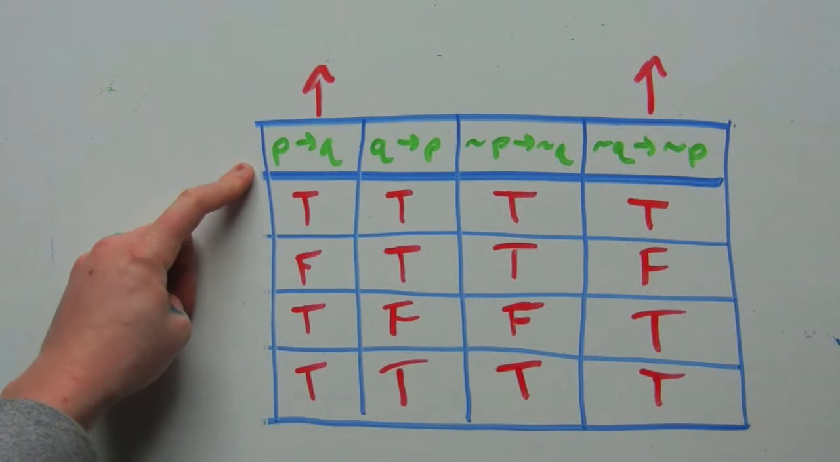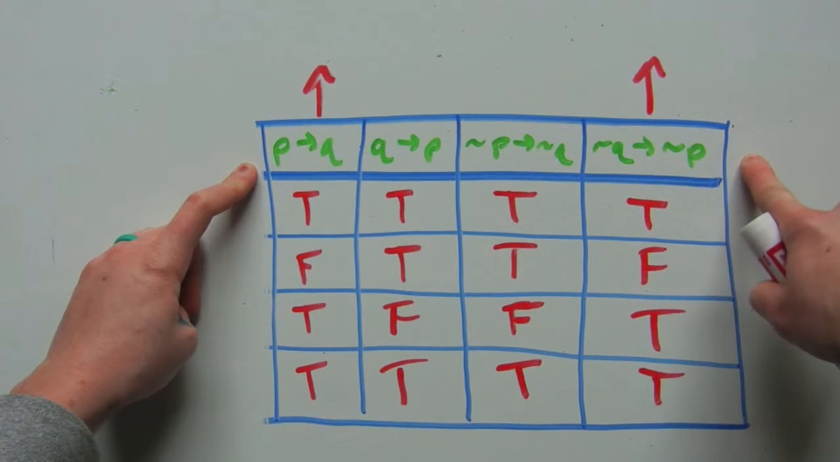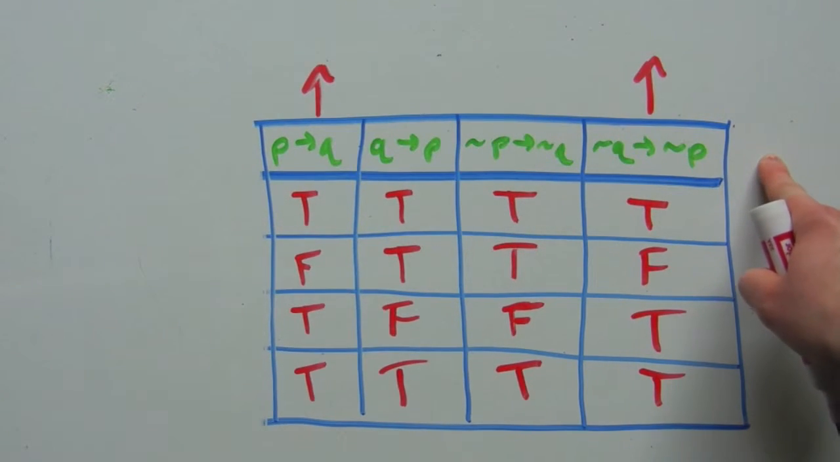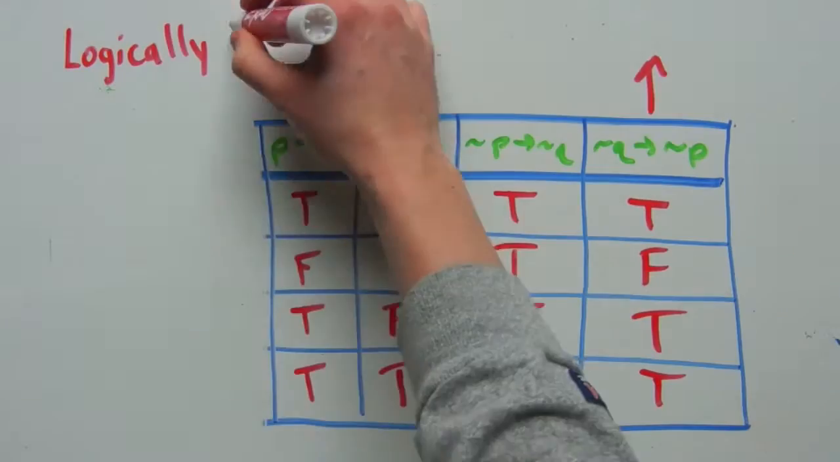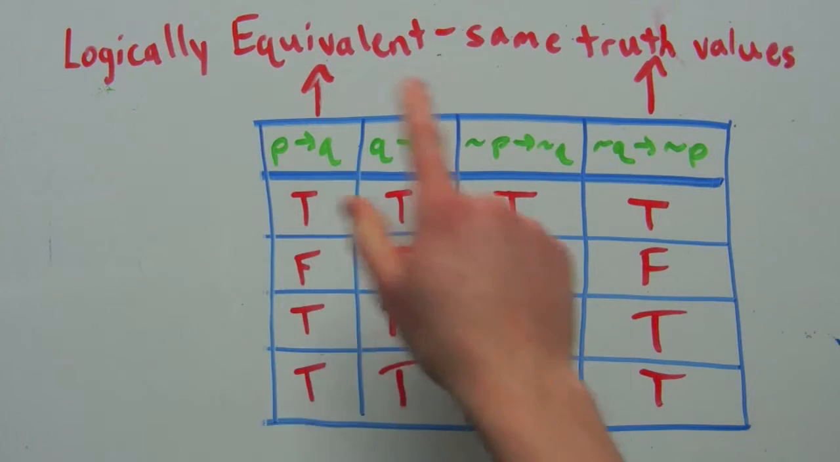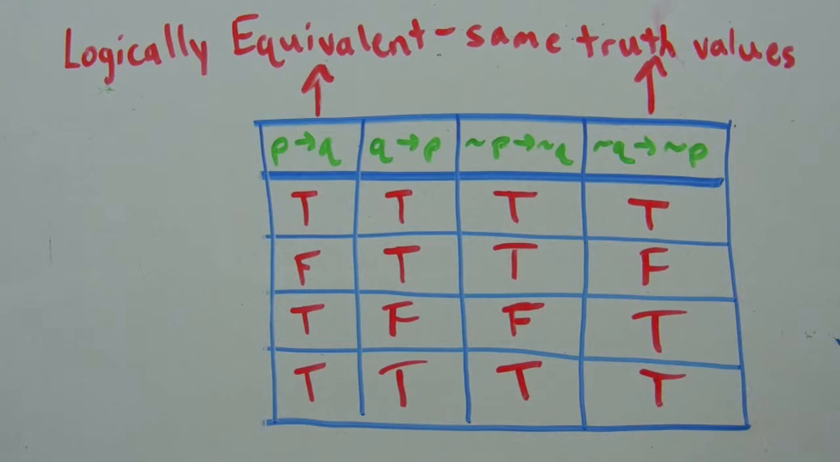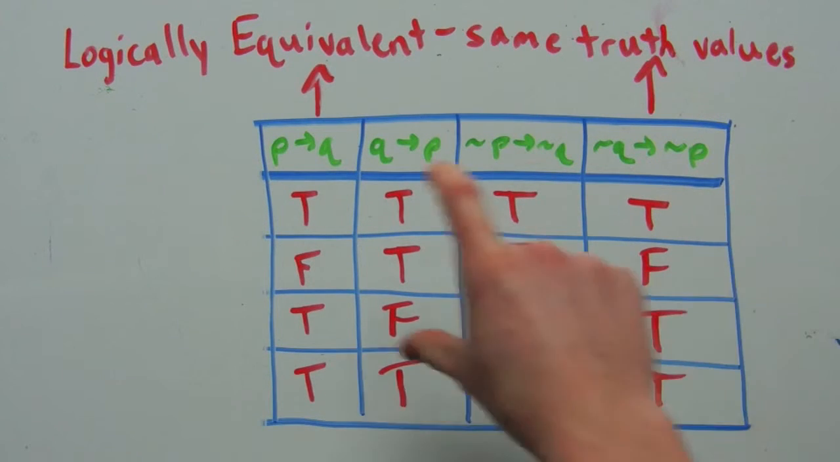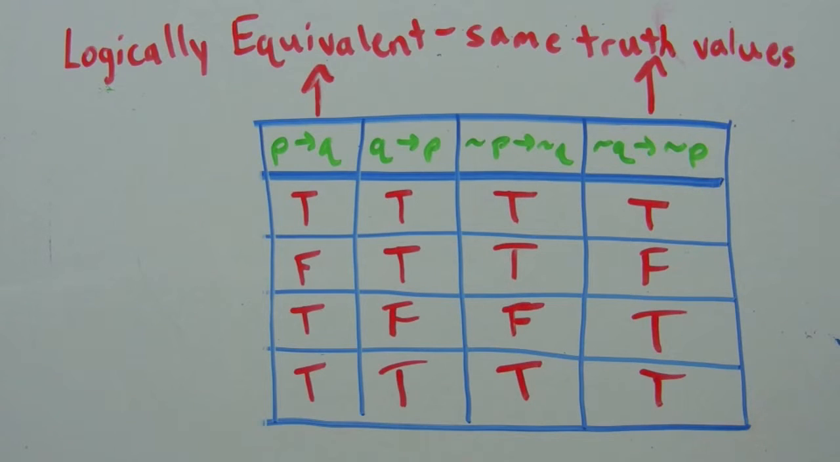The conditional and the contrapositive are logically equivalent. And logically equivalent means that they share the same truth values. So these two, the conditional and the contrapositive, share the same truth values.